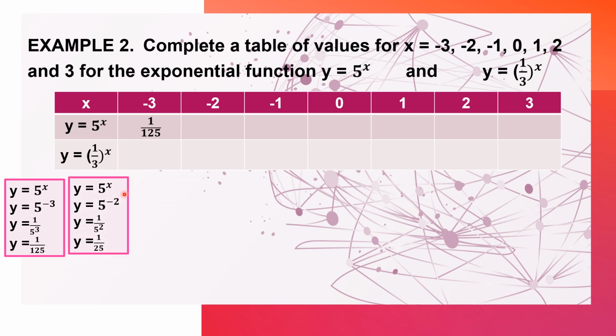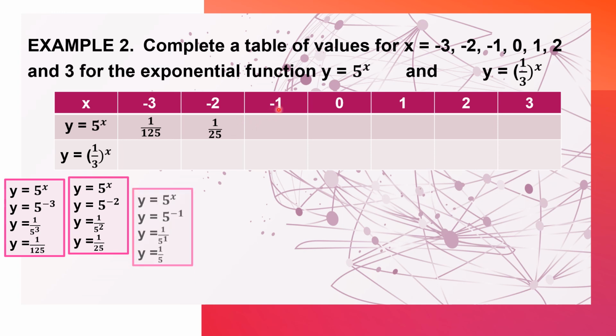So just change x into negative 2. So we have now 5 raised to negative 2. And 5 raised to negative 2 can be written as 1 over 5 raised to 2. And 5 raised to 2 is equal to 25. So we have now y equals 1 over 25. So if our x is negative 2, the y is equal to 1 over 25.